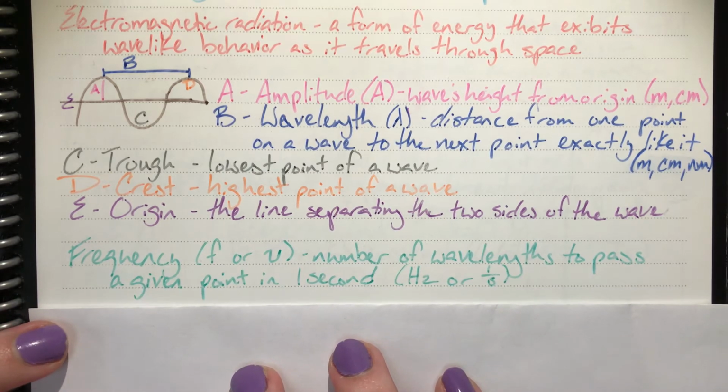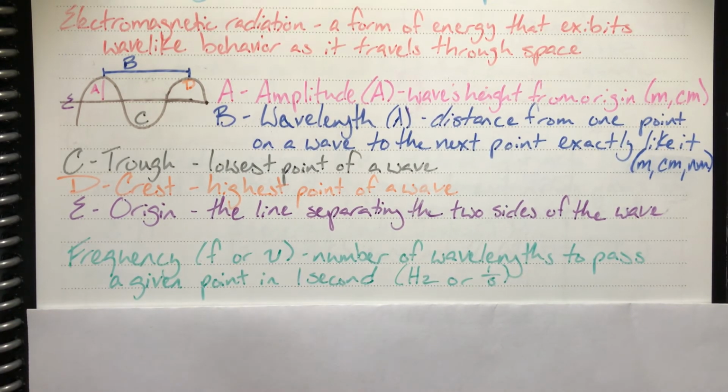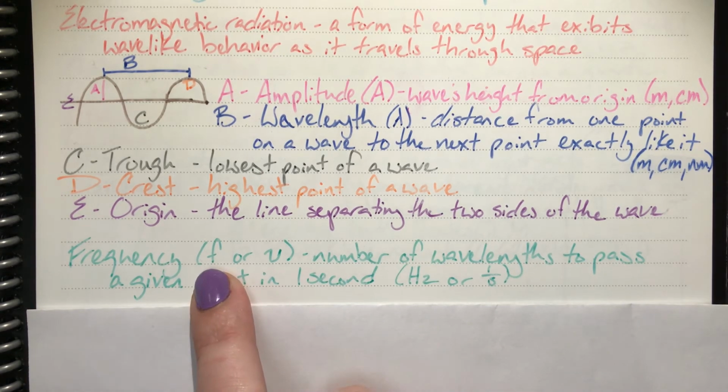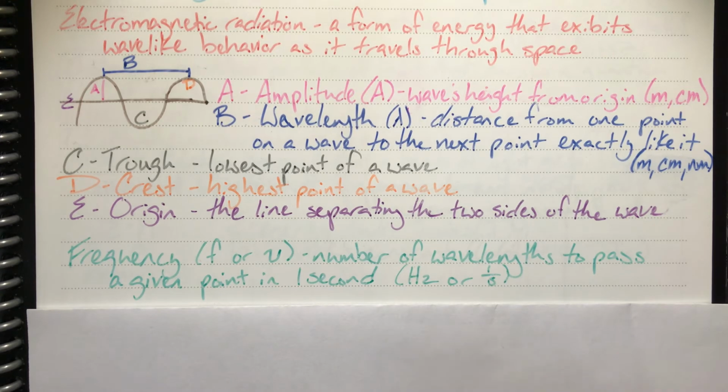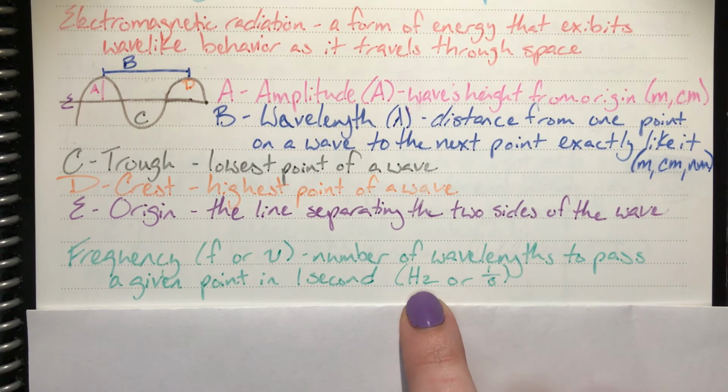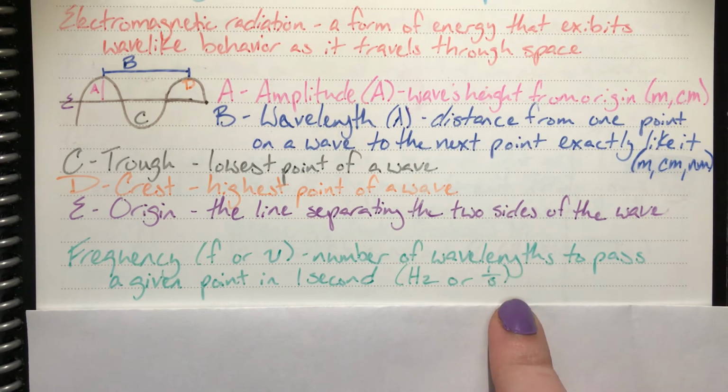Now we're going to talk about aspects of a wave that can't be seen necessarily from the picture of a wave, but attributes of that wave. So the first is going to be frequency. This can either be symbolized by a lowercase f or nu, this letter nu. Frequency refers to the number of wavelengths that pass through a given point in 1 second. The unit given to frequency is hertz or per second.